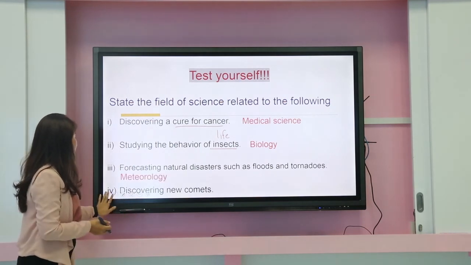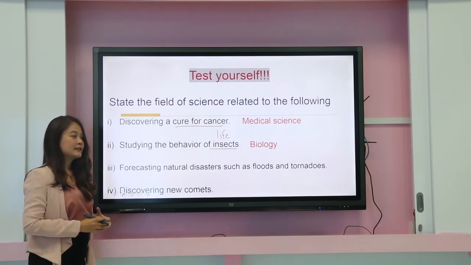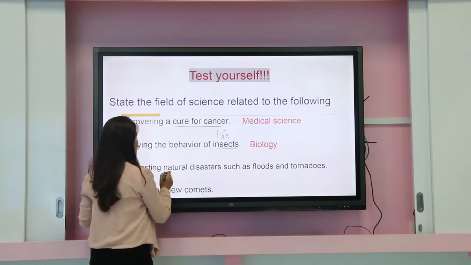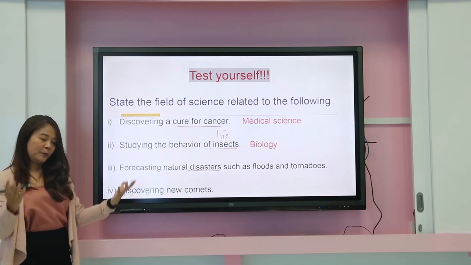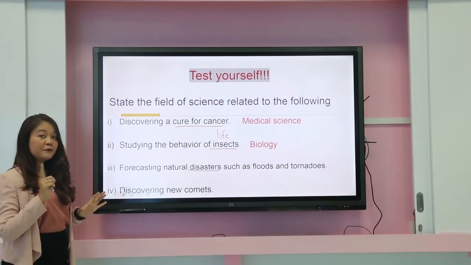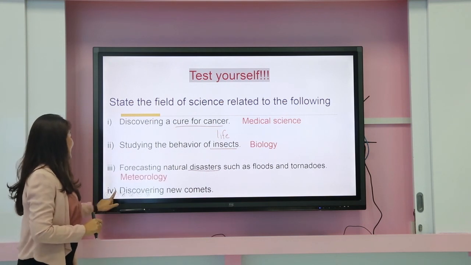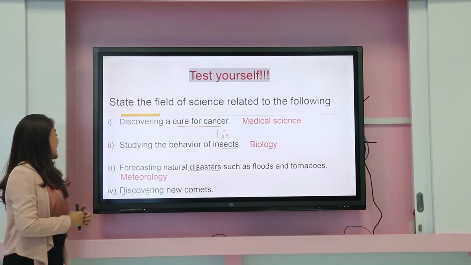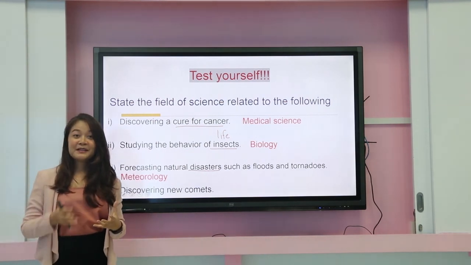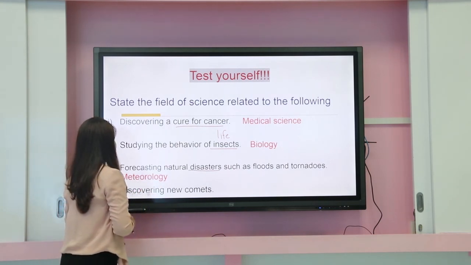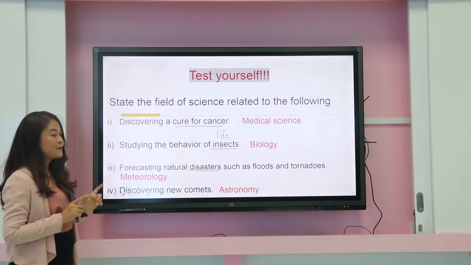And then the next question, Number 3. Forecasting natural disasters such as floods and tornadoes. Do you know what is disaster? Like flood, like tornadoes, like tsunami, like storm. We call disaster. So which field of science do you have to study? You have to study meteorology. That's right, meteorology. And then the last question. If you discover new comets, what's going to be there? The answer is astronomy. Exactly, good job. You can answer it as well.